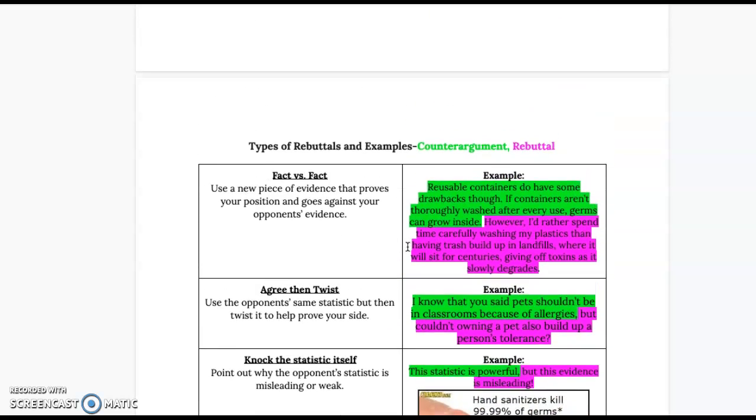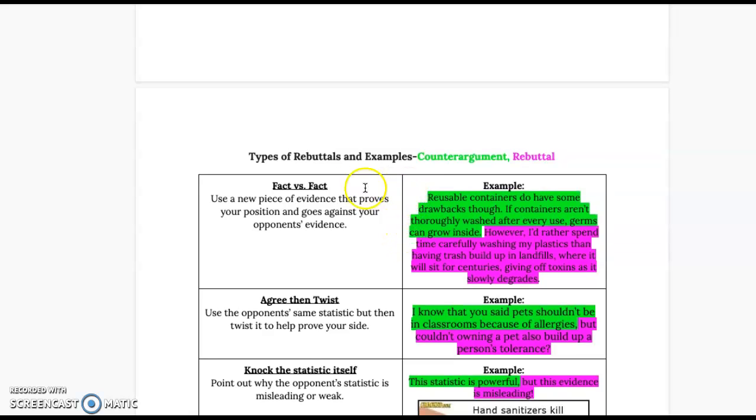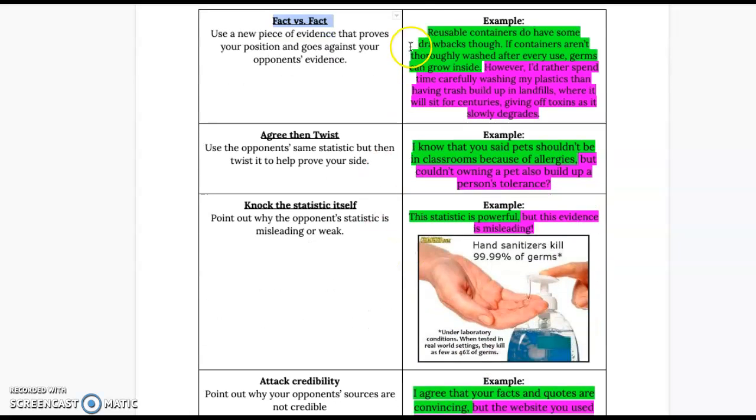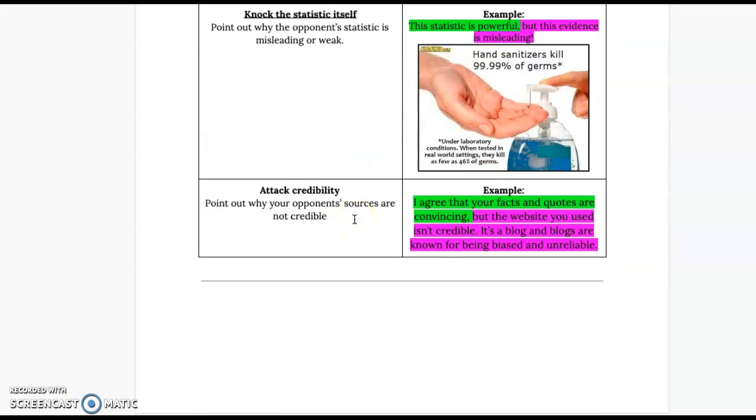Most of the time, and in our examples we're going to do, you'll probably use this one the most, okay? Fact versus fact, or agree then twist. You'll be looking at one of their facts, stating one of their facts for your counter argument, and then you have a comeback to squash it, okay? So this table, keep looking back at this table to look at it. Counter argument followed by the rebuttal. Counter argument followed by the rebuttal, okay?